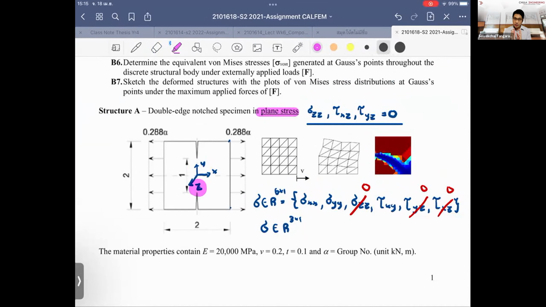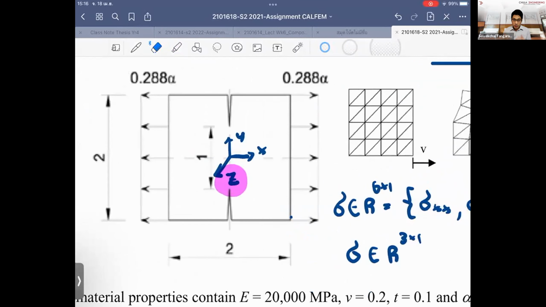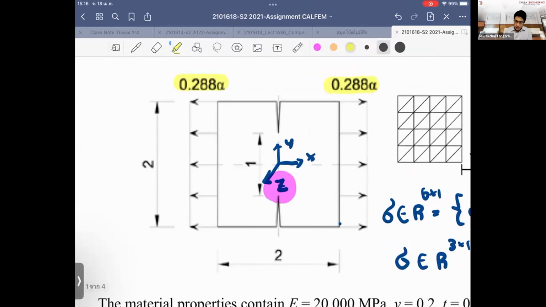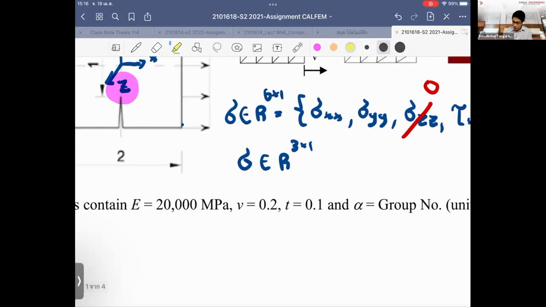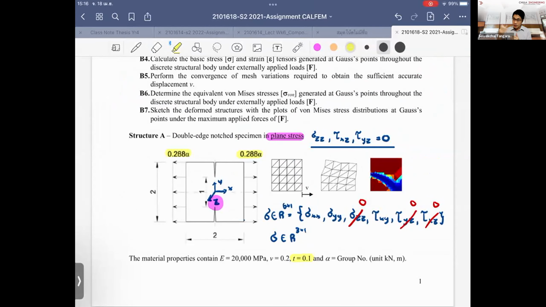So the first problem is this. Listen to me first before we go ahead. We have the notched specimen, and we apply the uniform tension force, in terms of alpha, right? And what we do here is assume that the thickness is so thin, so I take it equal to 0.1. We have to use this in our calculation when we take the integration over the volume.